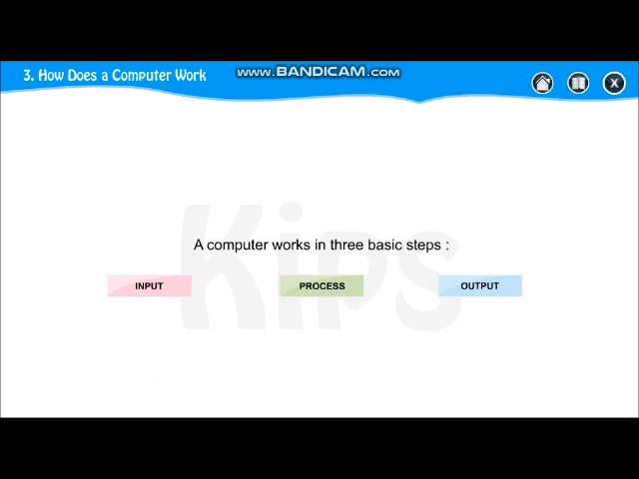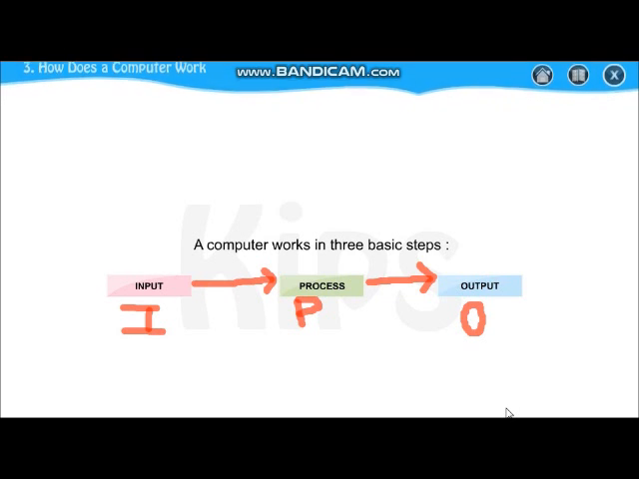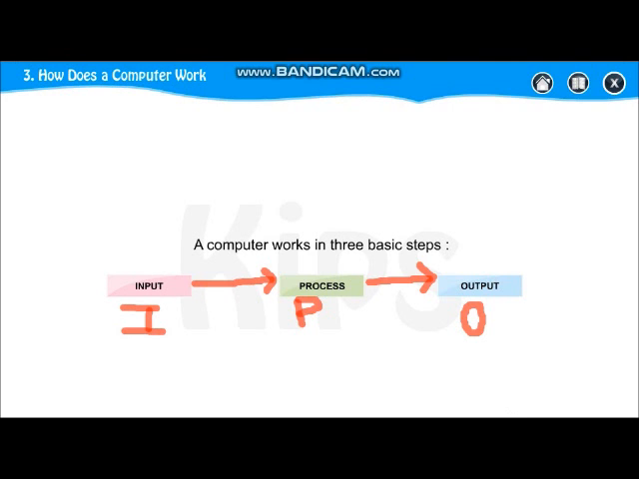3 basic works. What is this? Input. Then after input, what will be done? Process, and after process, what is there? Output. So 3 basic steps are input, we will remember it by I, process, we will remember it by P, and output, that is O. So what are the 3 basic steps? I, P, O. Repeat with me. What are the 3 basic steps? I, P, O. Very good.